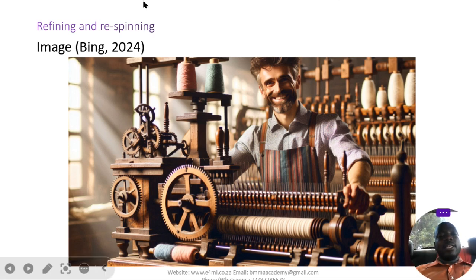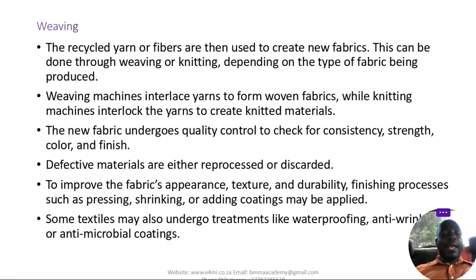The threads that you see here on top are the ones that have been manufactured using the old garments. The old garments were defiberized, and those fibers were separated, and now they have formed a long thread that is called the yarn. That yarn now is being spun here in this machine. So this is what we call spinning.